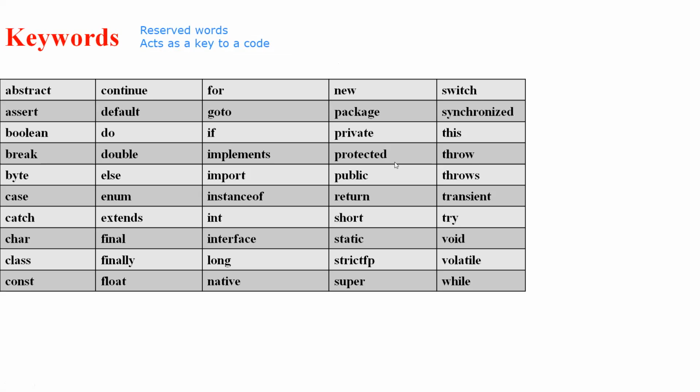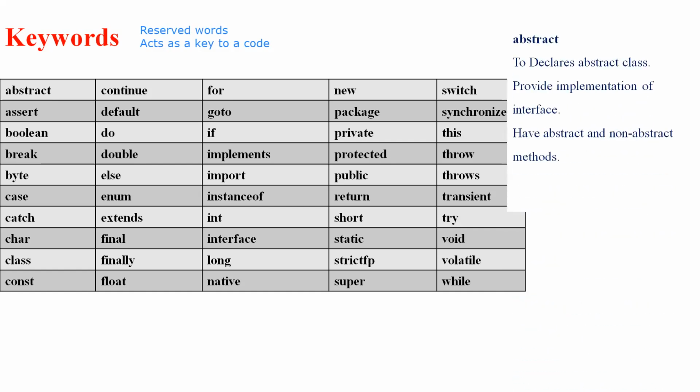We'll have a list of keywords here. These are the different keywords of the Java programming language. Let's discuss each and every keyword in Java. Firstly, we have the abstract keyword.